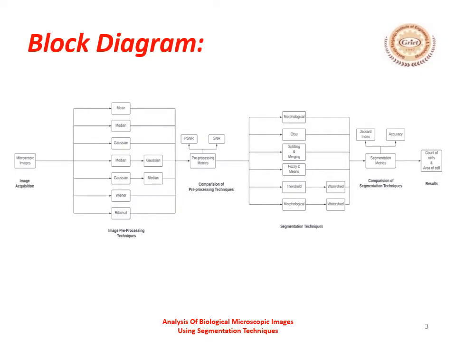There are three major parts in this project. The first is image acquisition, where we take images from different microscopes. The second is pre-processing, where we remove unwanted noise and smooth the image for better segmentation. And the third part is segmentation, where we divide the image for better analysis and to get the useful information from it.